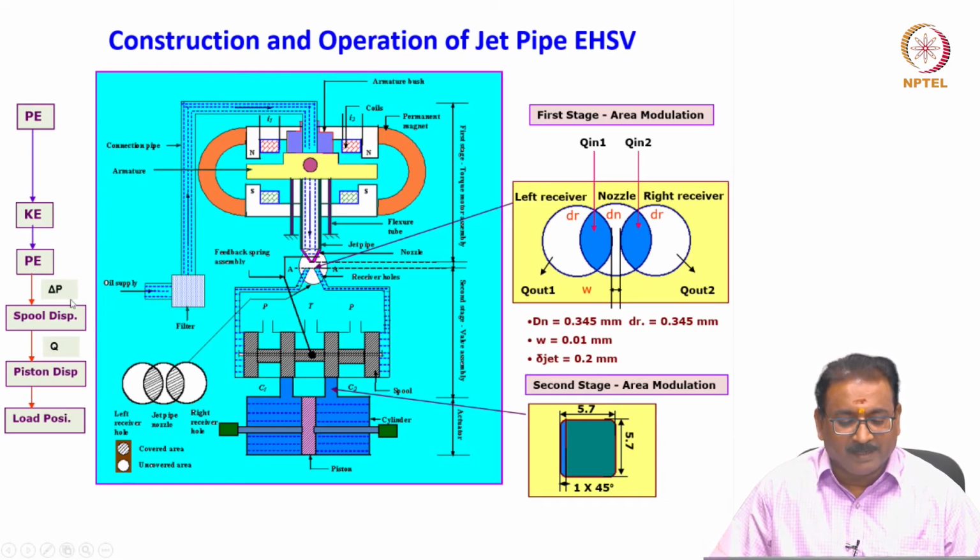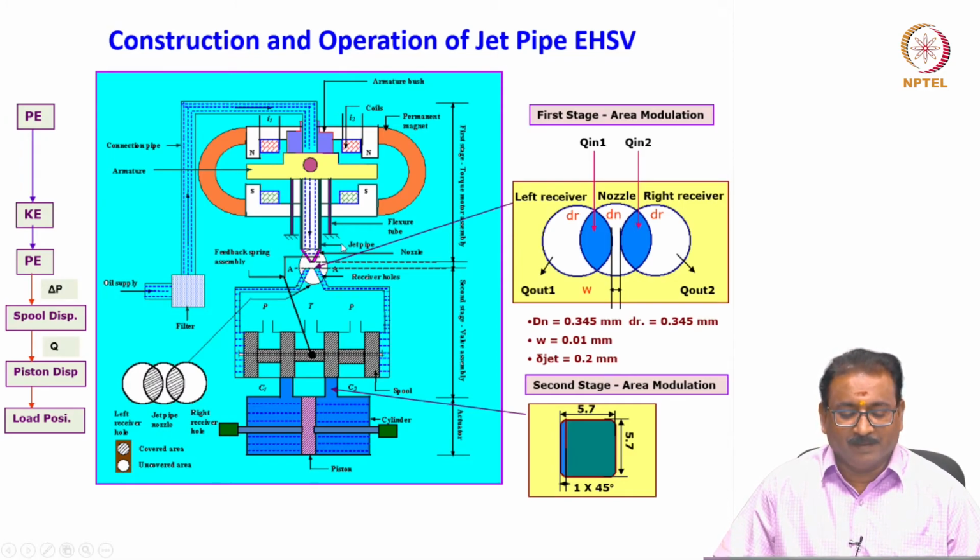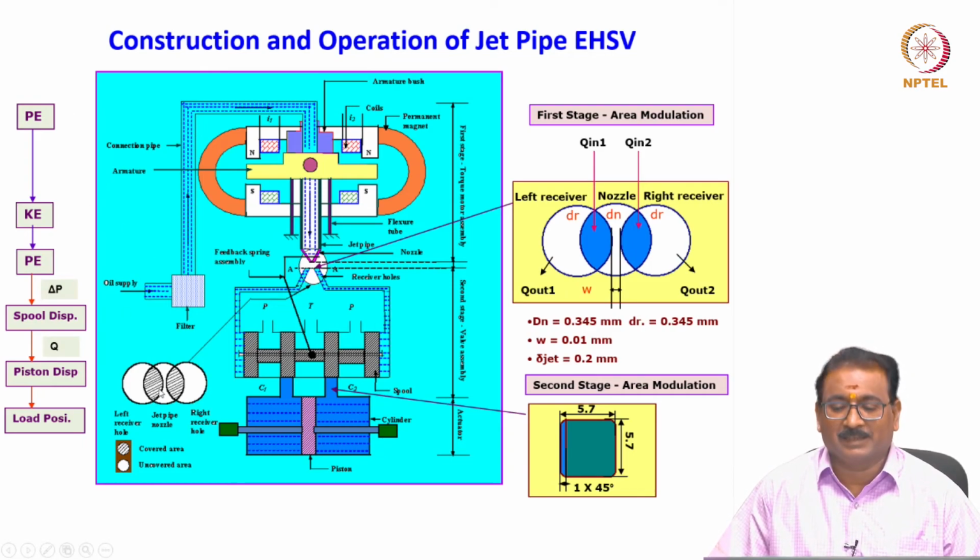which will create the delta P at the spool ends based on the jet pipe deflection either to the left or to the right. Then what happens, friends? Spool displacement takes place due to the delta P, which results in the flow Q to the actuator. Then the piston displaces, which in turn controls the actuator load precisely. This is the basic principle as we have seen in the last class.